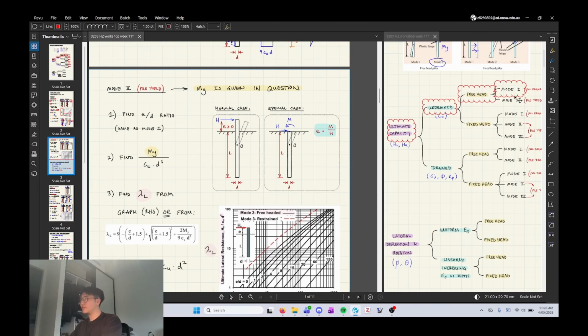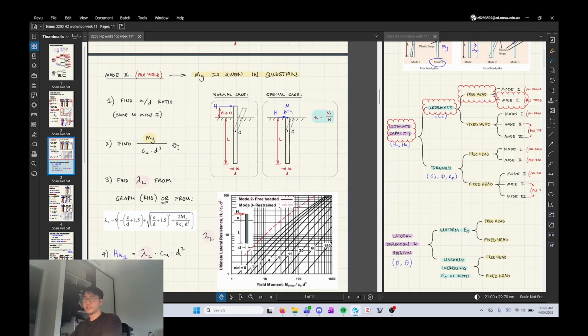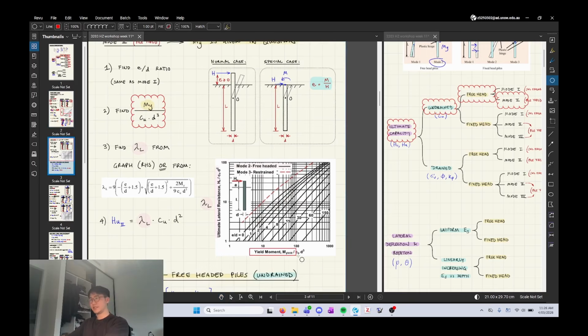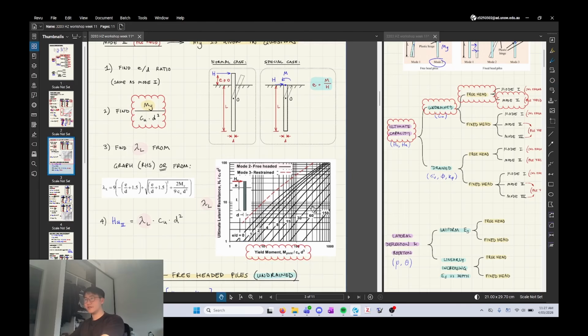So now we're shifting to here. You want to find the e to d ratio. That's the same as mode 1, so we might already have that number, but we're going to need it for the graph. You'll see in a second. Number 2, you find My divided by cu times d cubed. Now, this seems like a pretty random ratio to find, but that's just how the graph is presented. So you have to find these things.